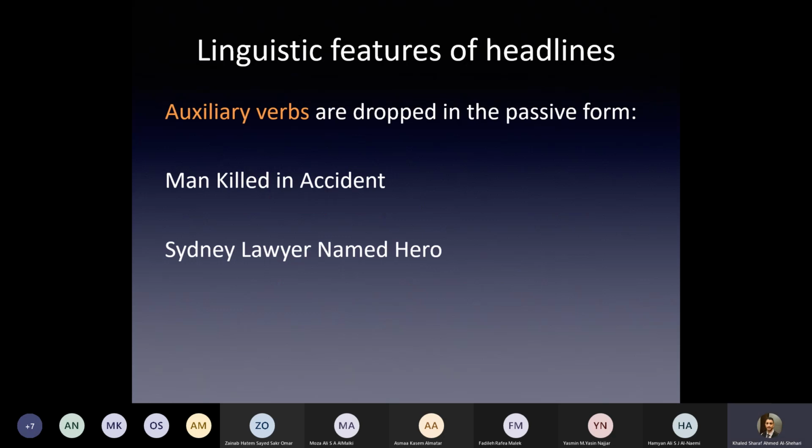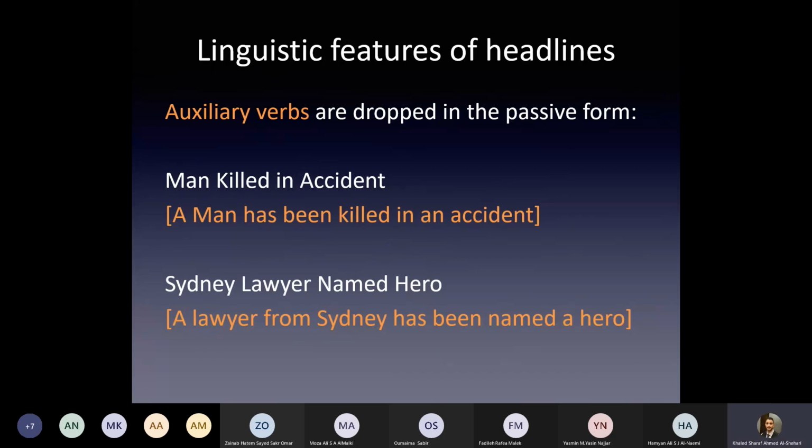Auxiliary verbs are dropped in the passive form. Look at those headlines and try to think about the original ones, the normal ones. What do you think? Man killed in accident. Killed. Is killed, yeah, could be. Or got. Man got killed. Let's say, the second one, Sydney lawyer named hero, is named, I guess. See, a man has been killed in an accident. A lawyer from Sydney has been named a hero.